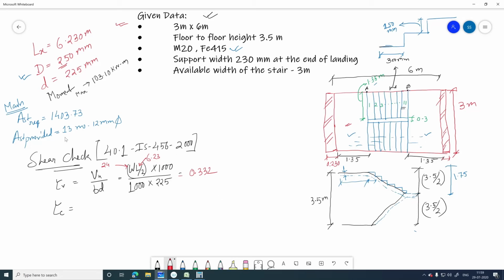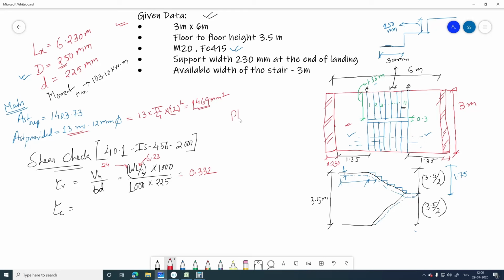So the AST which is provided, that is this particular value. You can write 13 into pi by 4 into 12 square. When you solve the value, you will get 1469 mm square. Okay, so this is the area of steel which is provided.